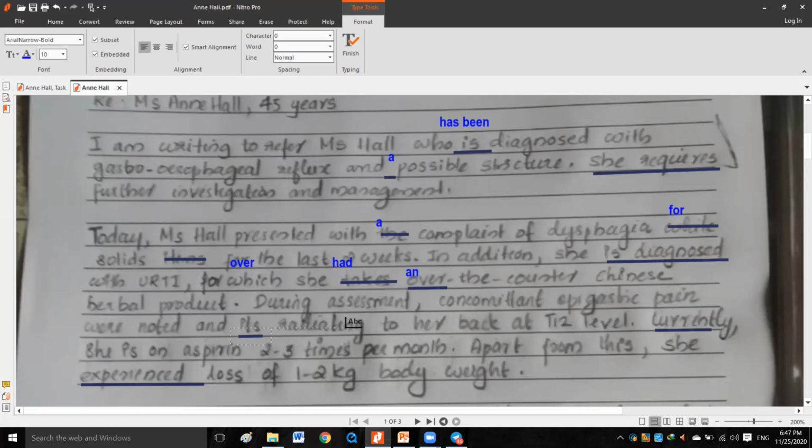During assessment, concomitant epigastric pain were noted, and it's radiating to her back at T12 level.